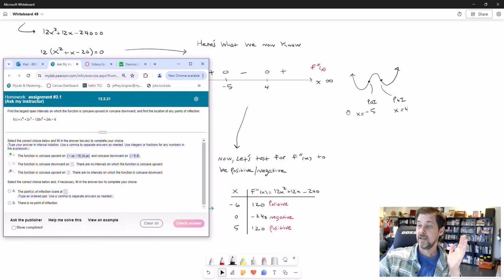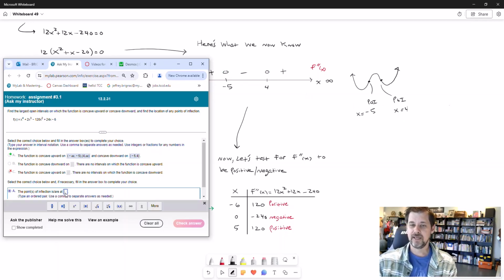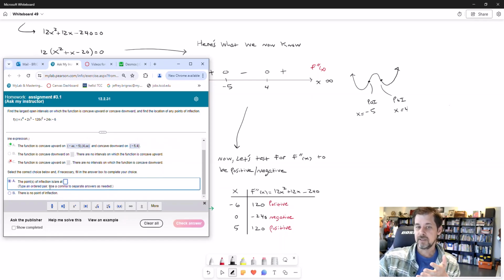And they're at -5 and 4. Okay. All right. So I have my answers. I know where they are, but it does say type an ordered pair. Use a comma to separate answers. So what I know is this.